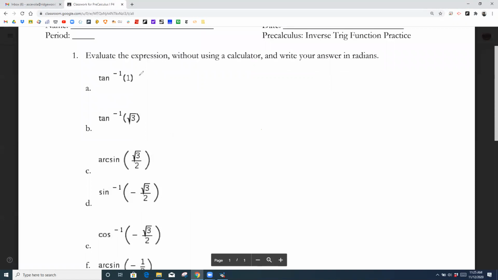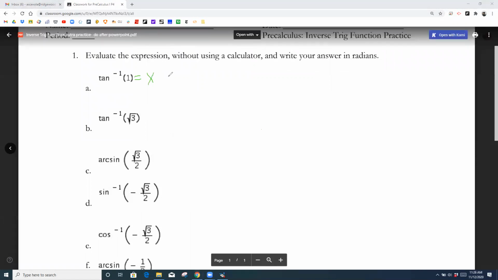So this equals something, and we're trying to find that out. The definition of inverse means you could switch X and Y. So if the tan inverse of 1 equals X, that means we're trying to figure out the tangent of what equals 1. So what angle do we take the tangent of to get 1? There's actually an infinite amount of answers, so just give me one of them. 45. Very good. If you have your table memorized, you know the tangent of 45 is 1, which means the tan inverse of 1 is equal to 45. So X is equal to 45.